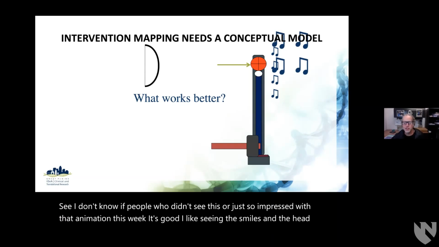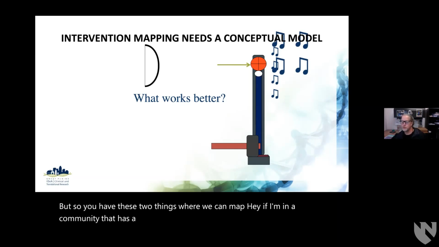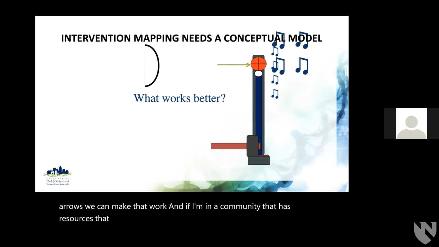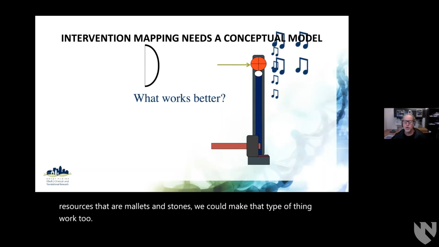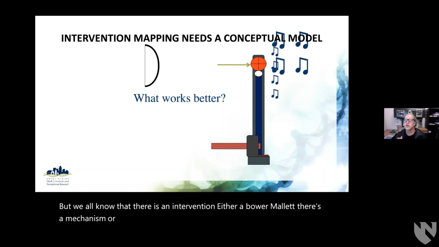So you have these two things where we can map: if I'm in a community that has a bell and what we have for resources are bows and arrows, we can make that work. And if I'm in a community that has resources that are mallets and stones, we could make that work too. But we all know that there's an intervention, either a bow or a mallet, there's a mechanism or a causal factor, the arrow or the stone, and then there's the outcome, the ringing of the bell.